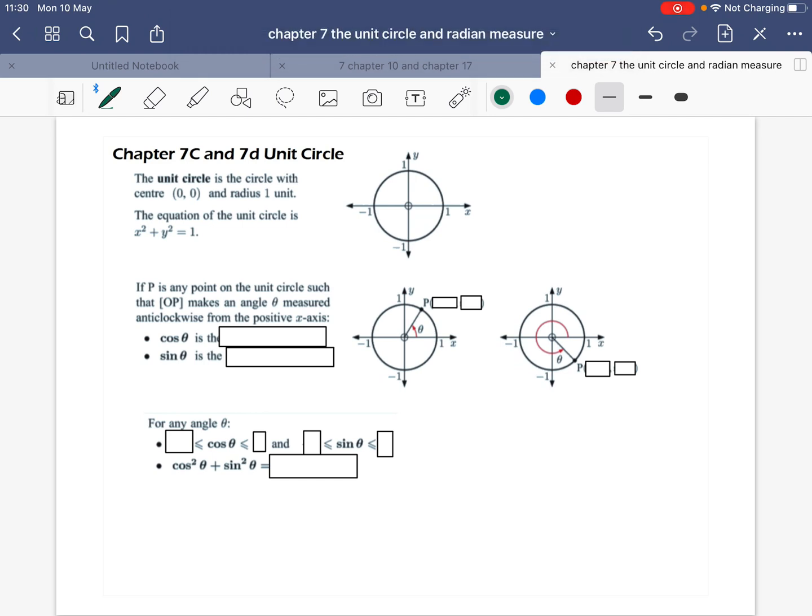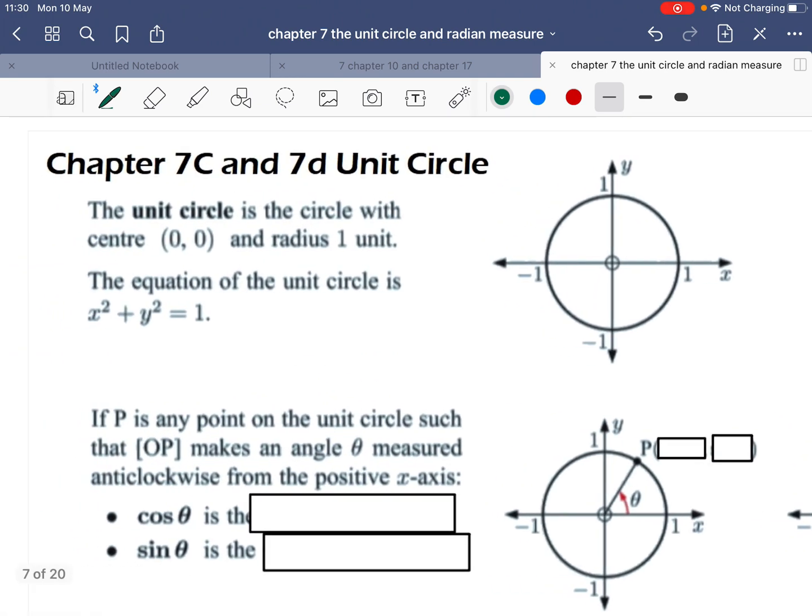All right, guys, now we are doing unit circle. We've done so much unit circle, so much. But that's just because it is very, very important. So, big things about the unit circle. It's centered at (0, 0). The radius is 1, okay?